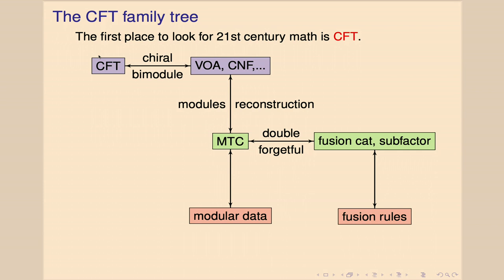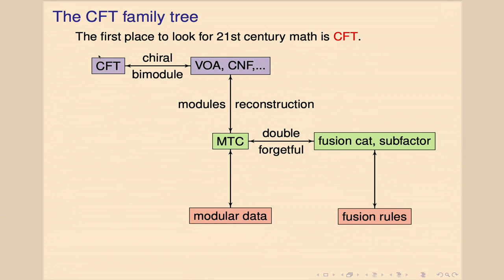On the bottom layer, you have the layer that everyone is comfortable with. This is the combinatorial layer. So things like characters of your VOAs, or modular data, or fusion rings, that kind of thing. And the middle row is the tensor category row. So it's sort of halfway in between.